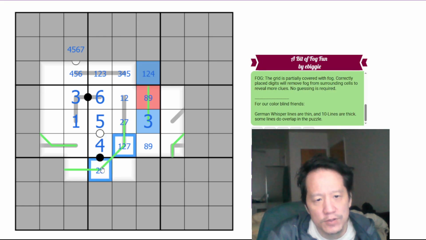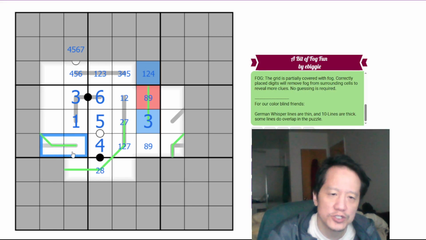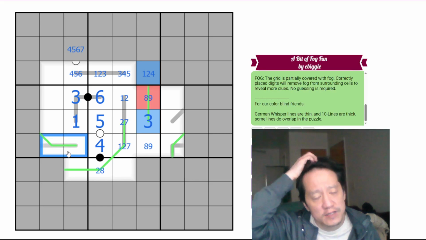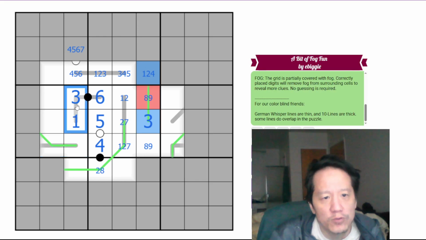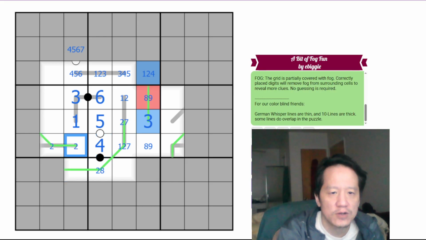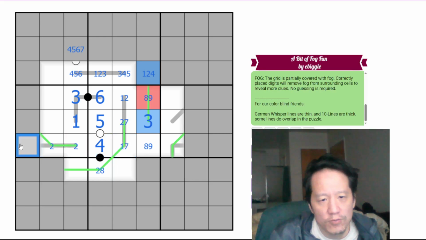We don't know what these are. The low here, though, has to be a 2. There's 2 digits here, and one of them must be low, because, again, on a German whisper line, you alternate between lows and highs. And we know we already have a 1 and a 3 in the box, and we have a 4 in this row. So this must be a 2 here. So this can never be 2 in the rest of this row.